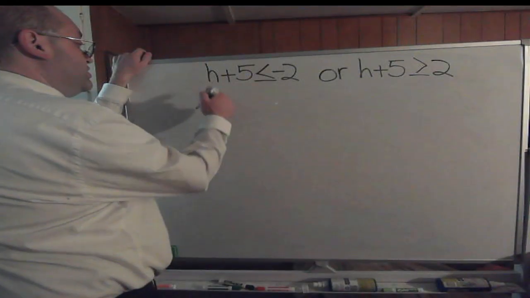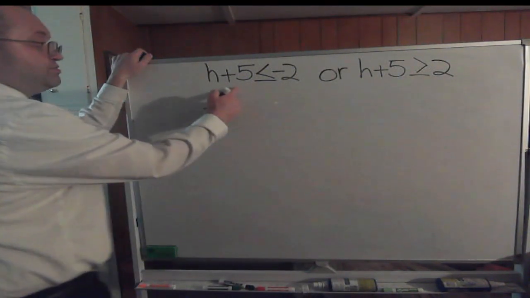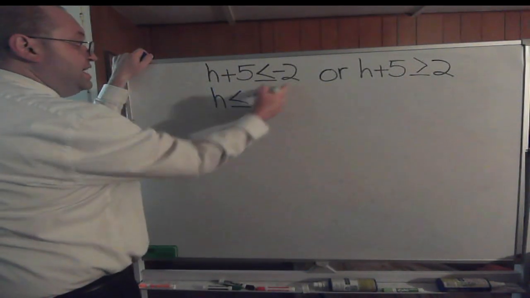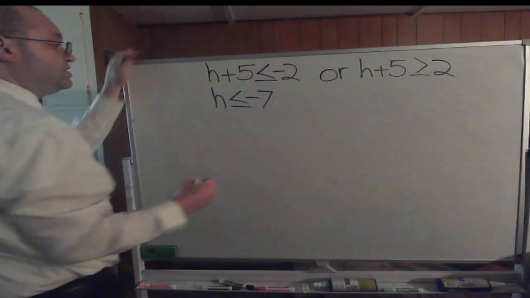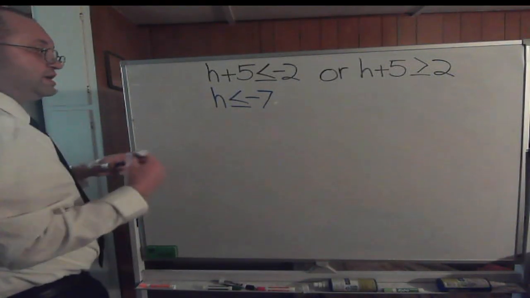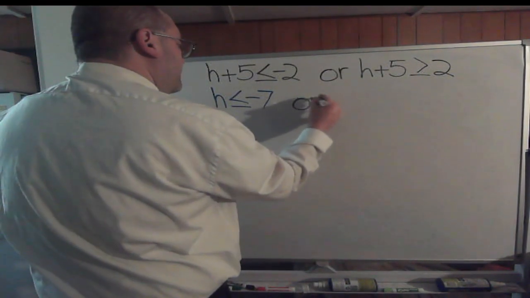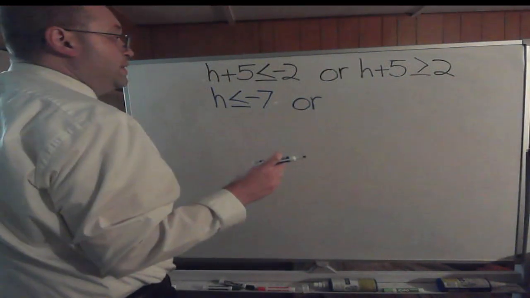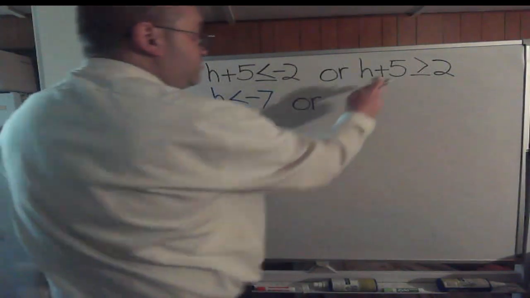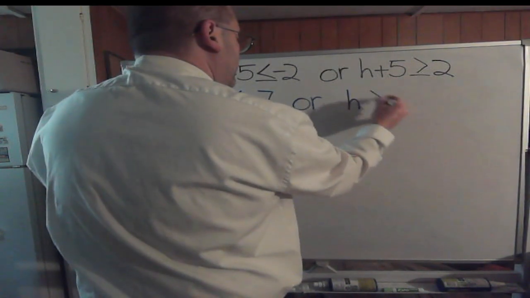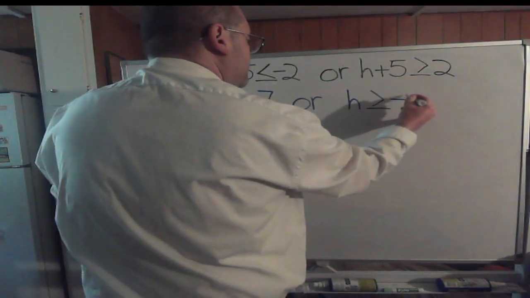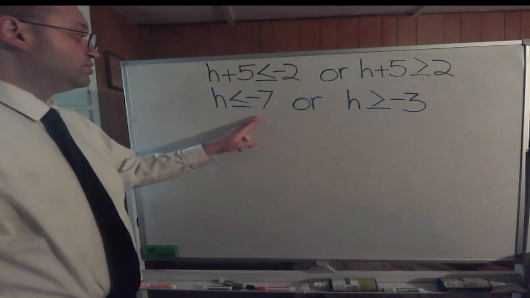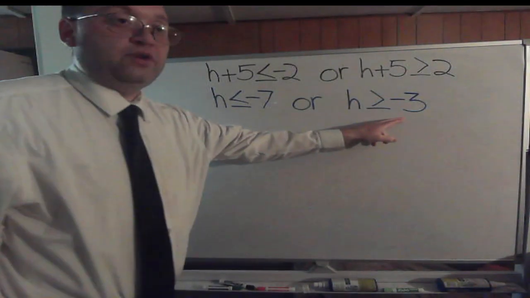You want to get h by itself, so subtract 5 from both sides. If you do that, you'll get h is less than or equal to negative 2 minus 5. That'd be negative 7. So you'll have h is less than or equal to negative 7, or you want to now do h plus 5 is greater than or equal to 2. So you want to subtract 5 from both sides. You'll get h is greater than or equal to 2 minus 5, which is negative 3. So your solution ends up being h is less than or equal to negative 7, or h is greater than or equal to negative 3.